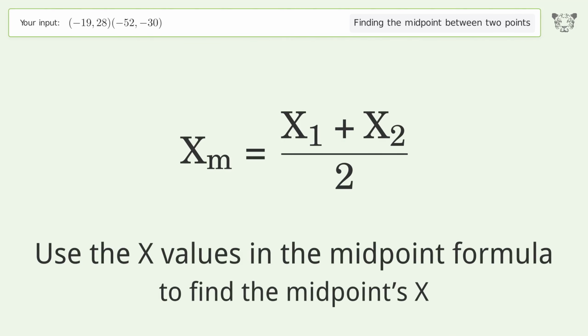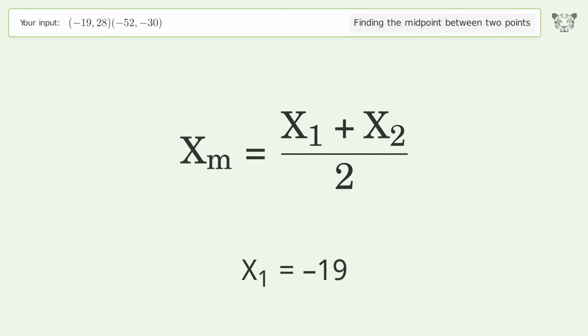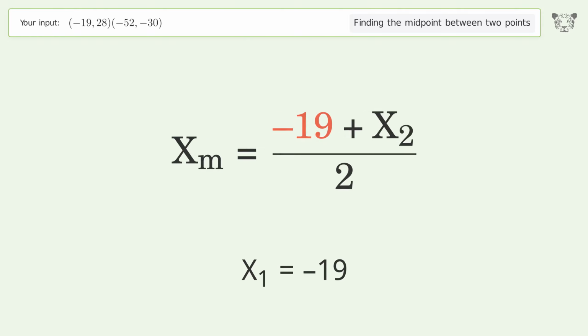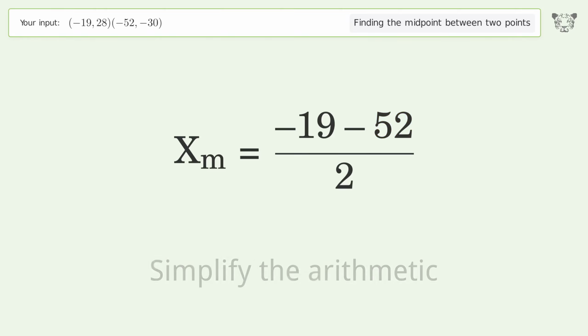Use the x values in the midpoint formula to find the midpoint's x. x1 equals -19. x2 equals -52. Simplify the arithmetic.